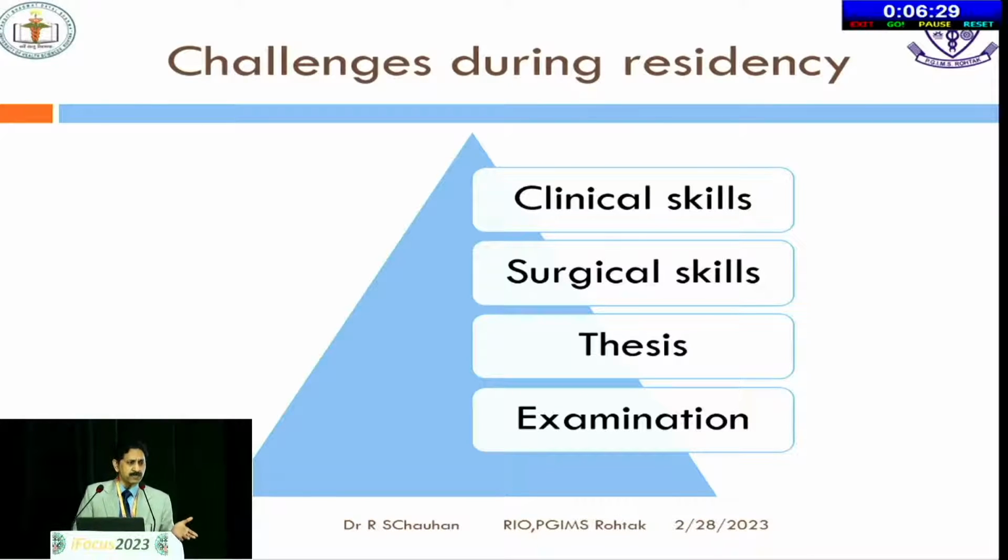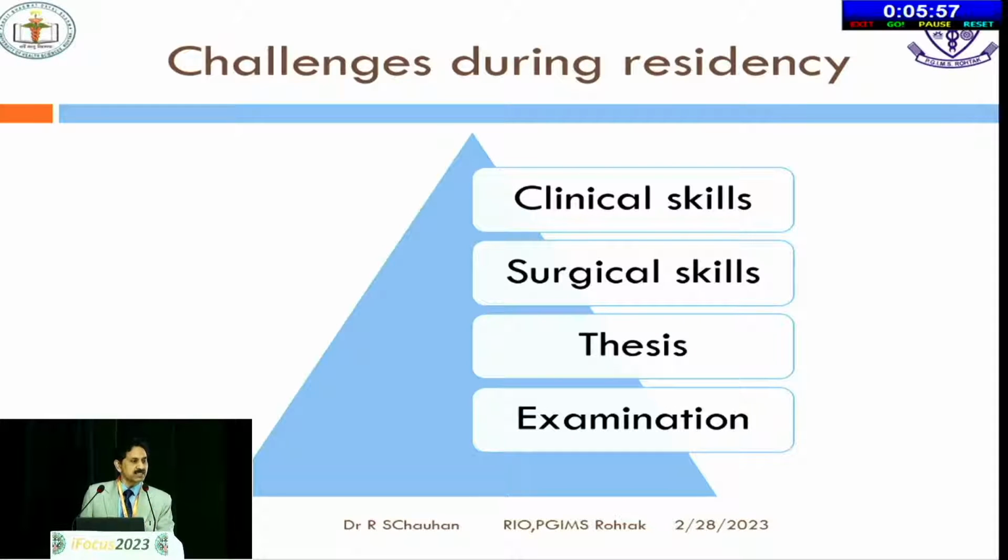Thesis is another very important issue which is not liked by residents, because it eats a lot of time, because you were never trained how to do research. This takes your full one year, and it is entirely different. There is research methodology you have to read, and then statistics. These days students hire a statistician, who charges somewhere around 5,000 to 10,000, I don't know whether it is correct or not. And then of course the examination.